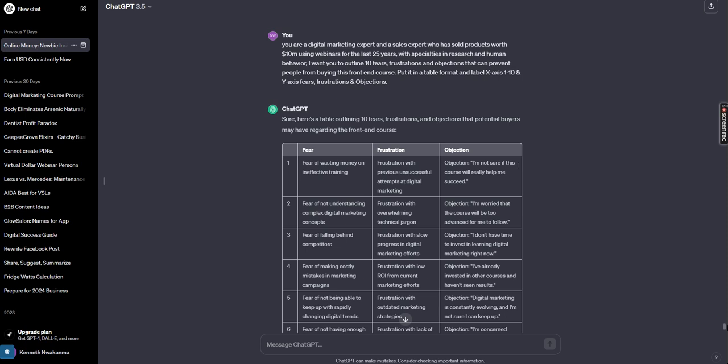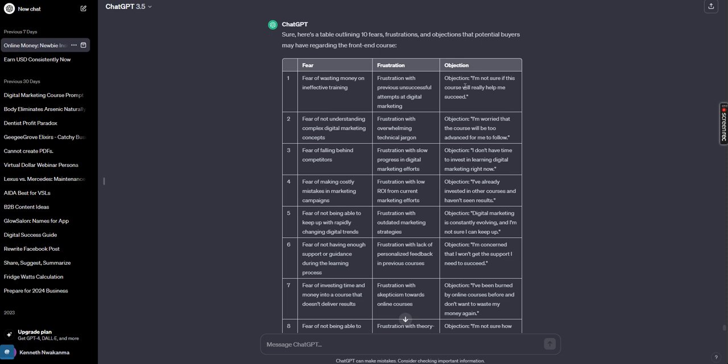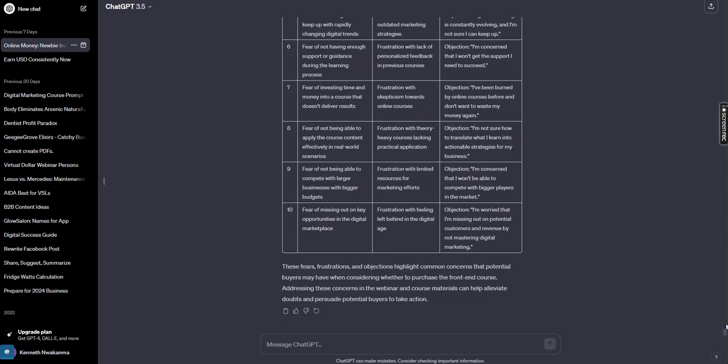It says here, sure, here is a table outlining that. He said here, fear of wasting money on ineffective training, frustration with previous unsuccessful attempts at digital marketing, objection, I am not sure if this course will really help me. Now, you're beginning to see all of the fears, frustration, and objections. I requested for 10, and he gave me 10 of them. And he says here, these fears, frustration, and objections highlight common concerns that potential buyers may have when considering whether to purchase the front-end course. Addressing these concerns in the webinar and course materials can help alleviate doubts on that. So good. Now I have this.